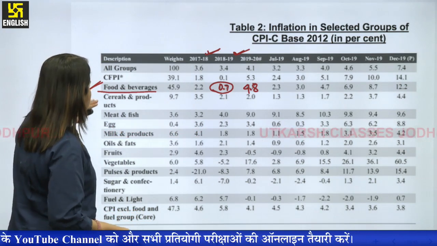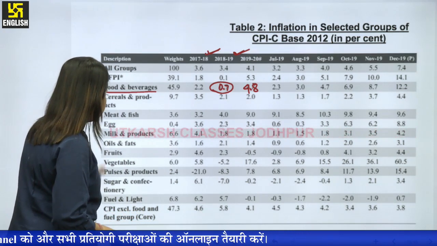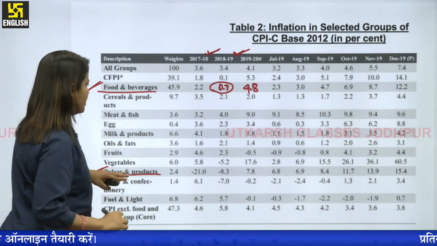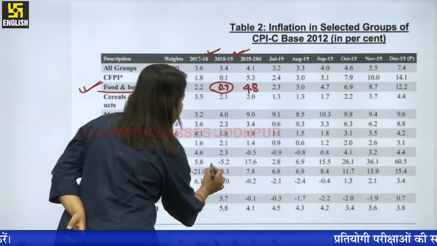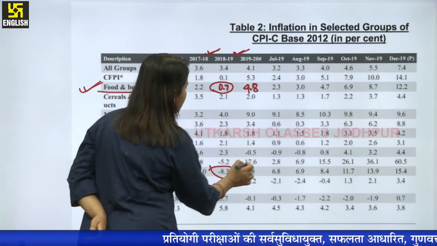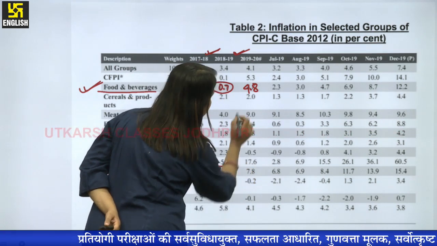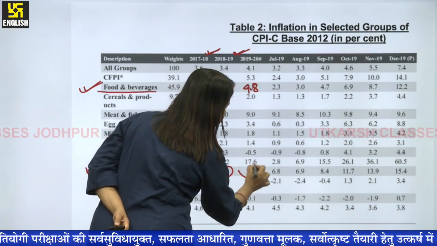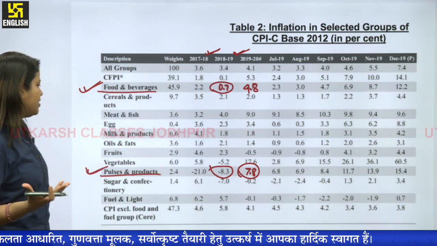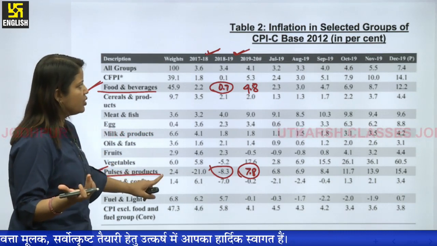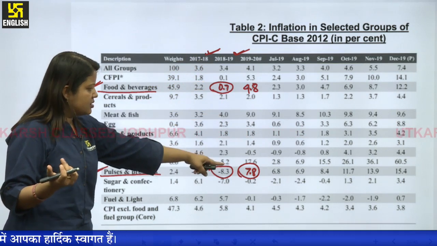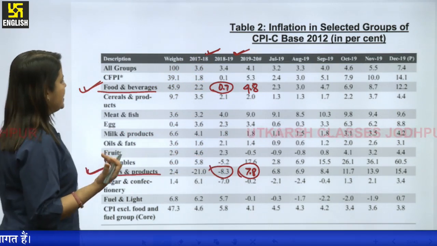But when we analyze these data and look at the price of pulses and products, it was negative. The CPI was minus 8.3 in 2018-19, but in 2019-20 it increased to 7.8%. So there was a sharp increase in the prices of pulses and products.